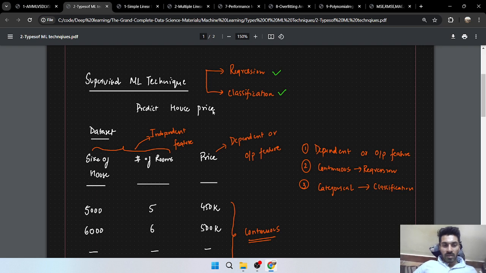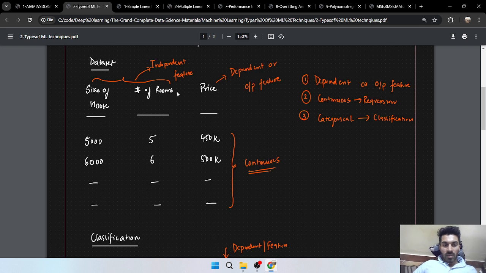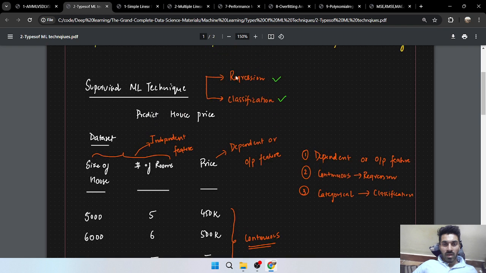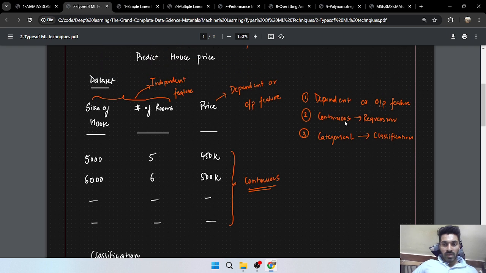Predicting house price, I have already said that. Suppose there is the size of the house and number of rooms, then this is the price. So this algorithm goes into the regression problem. There are some dependent or output features: continuous for regression, categorical for classification. So if your output is categorical, then it is a classification algorithm.